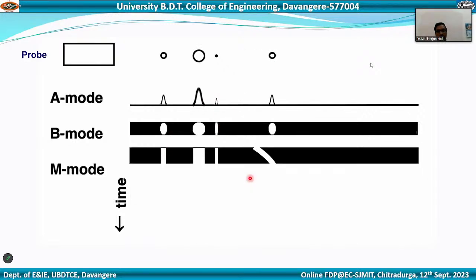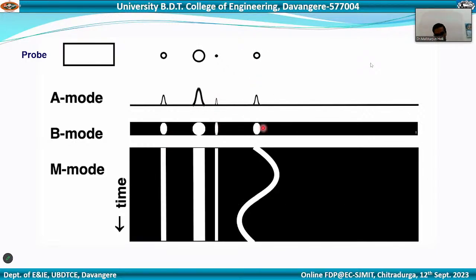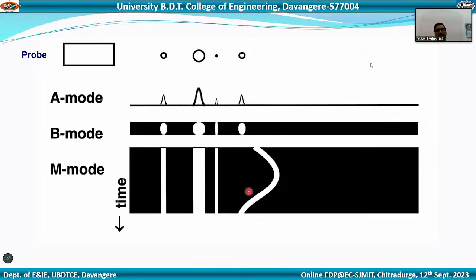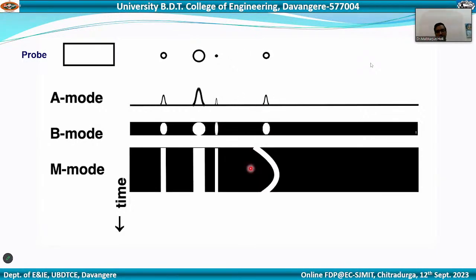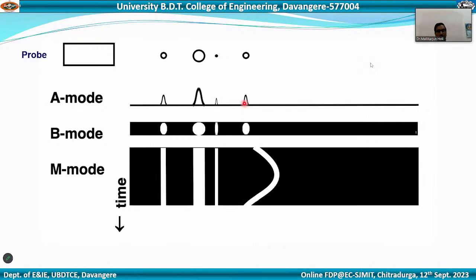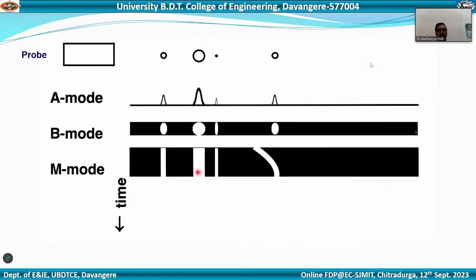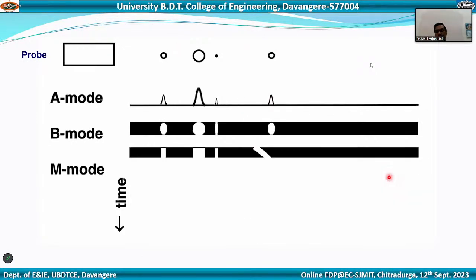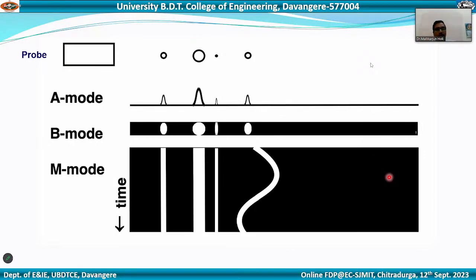M mode along with brightness, I am able to find the movement of the brightness. See, this particular object is moving. I can trace the movement of the object also. Okay, if the object is not moving, I'll just get a bright spot. This is how A mode, B mode, and M mode are used.